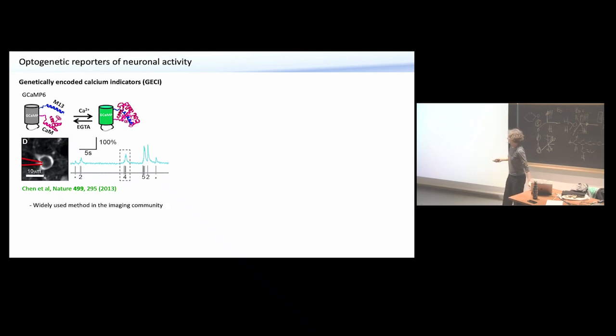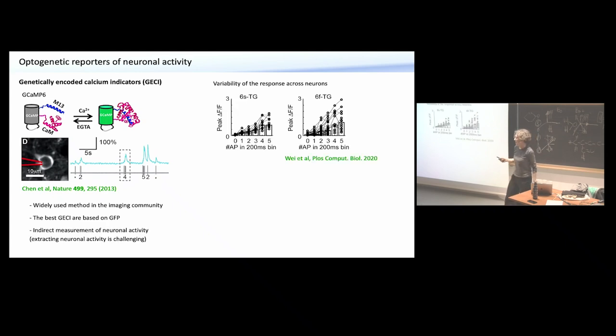So as I said, it's very widely used in the community. Most people use this technique to measure activity. And the best sensors are these GCaMP sensors that are based on GFP. So they are green, and this is important for the future of the talk. And as I said, it gives an indirect measurement of neuronal activity, which means that it's quite challenging sometimes to really recover the activity from these traces.